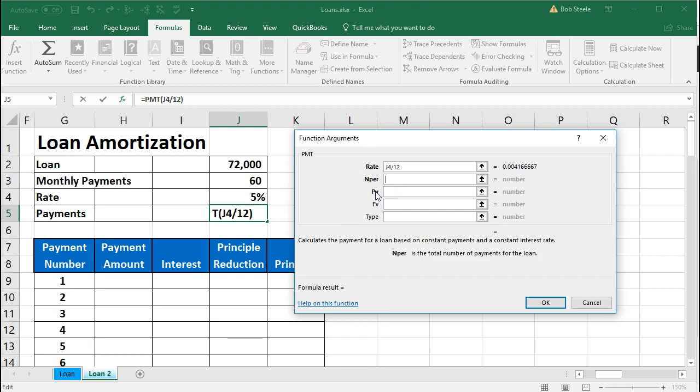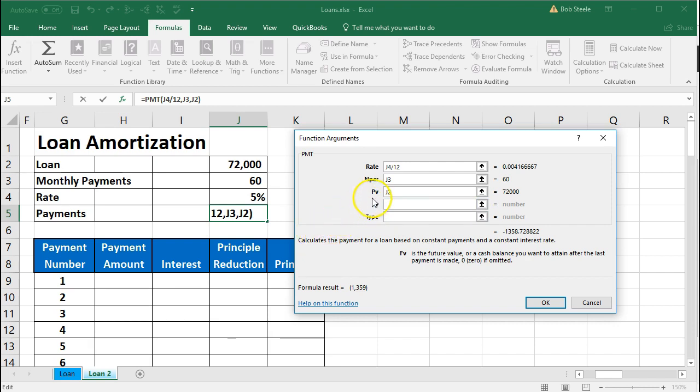And then we're going to say the number of payments will be 60 this time. And we're going to make an equal payment each time, just like we would on a mortgage or a car payment or something like that. Present value is going to be the $72,000, the amount of the loan. We don't know the future value, or we don't need to use the future value. That's what it would be at the end of the loan, so we're going to leave that blank.